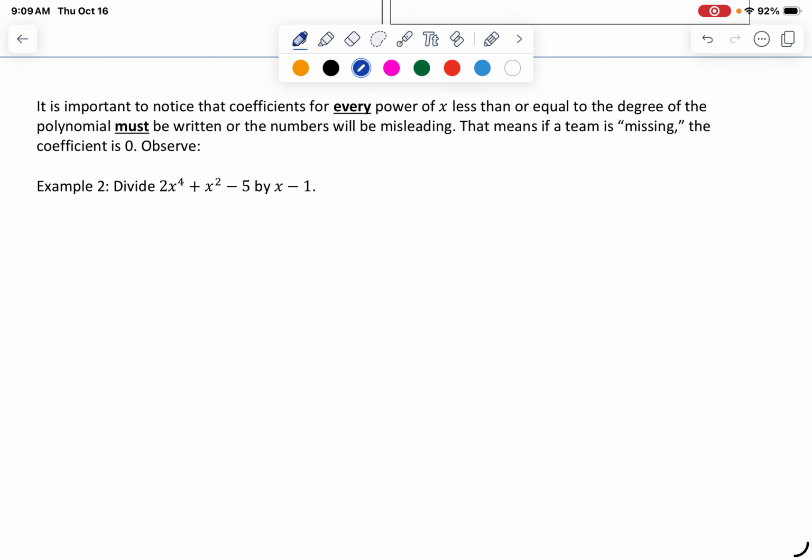On this little blurb right here, it says it's important to notice that the coefficients for every power of x less than or equal to the degree of the polynomial must be written, or the numbers will be misleading. In order to use synthetic division, we have to have a coefficient for every term. If you skip over one, say you're writing down a 4th power and it skips a term, synthetic division is going to think it's a 3rd power, because that's how many terms you would do for a 3rd power. So you have to put a 0 as a placeholder, long story short. If the term is missing, the coefficient is 0.